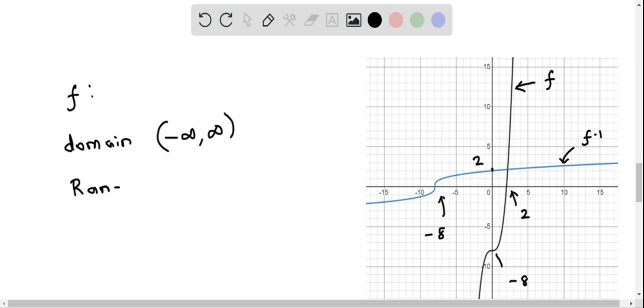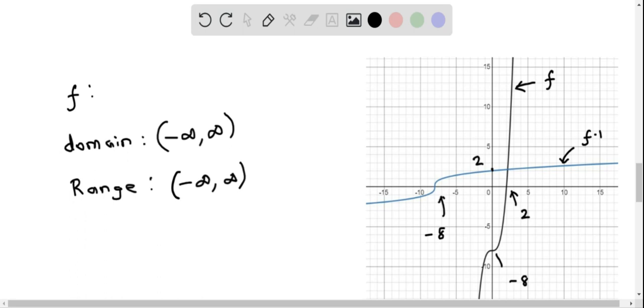Similarly, the range has all y values starting from -infinity to +infinity. So here the domain and the range are both the same, -infinity to +infinity.